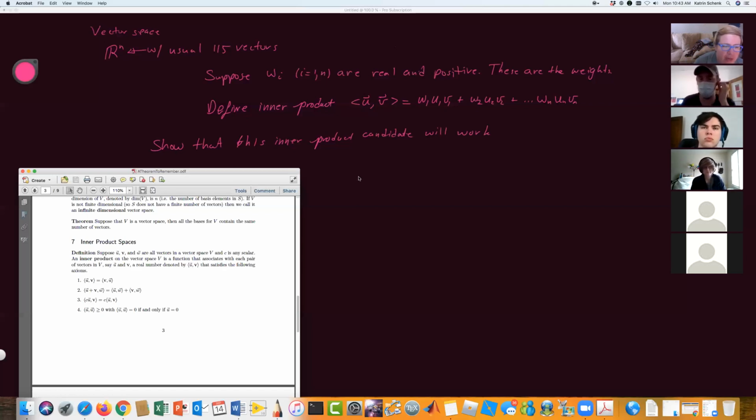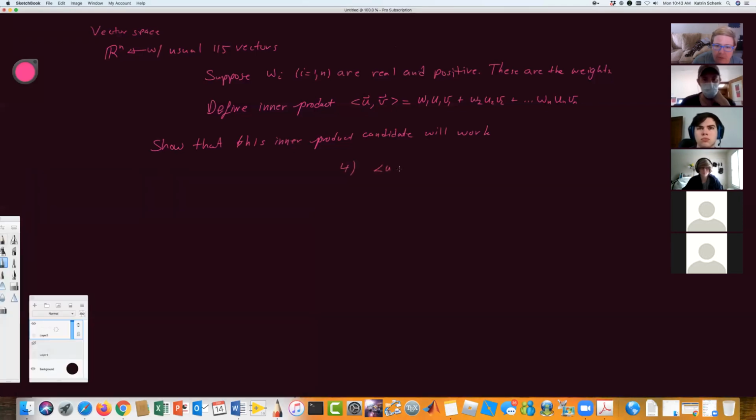So we need to prove that the inner product of any vector with itself will be greater than 0, with it only being 0 when the vector is 0, right? That's what we need to do. So we need to prove number 4, which is u dot u greater than or equal to 0, with u dot u equal to 0 only if u itself equals the 0 vector. Okay. So let's take a look. Let's just go to R2 for your ease.